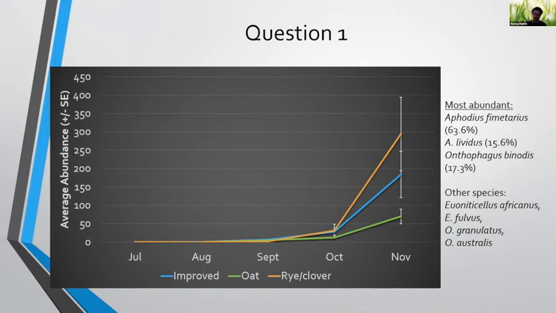And then Aphodius lividus, both of which are dwellers. Onthophagus binotus as well is the dominant tunneler up here, and especially early season. Other species I've encountered are the Euoniticellus africanus and fulvus, both of which have been introduced, and the 2 natives, Onthophagus granulatus and australis.